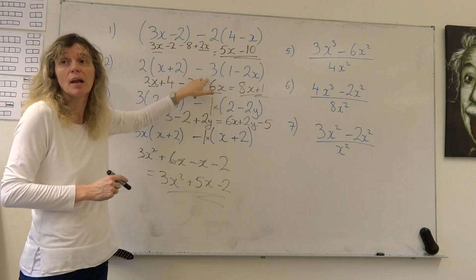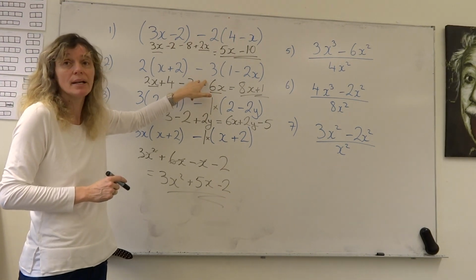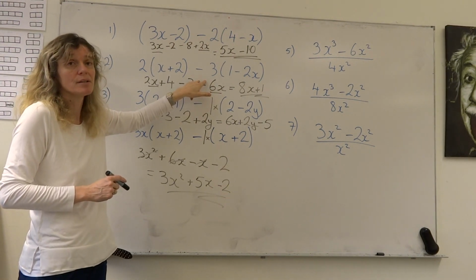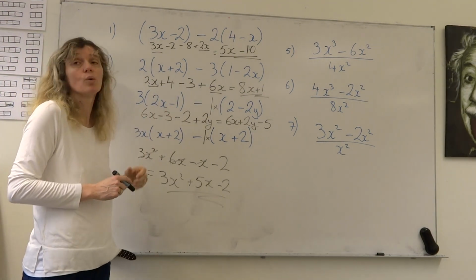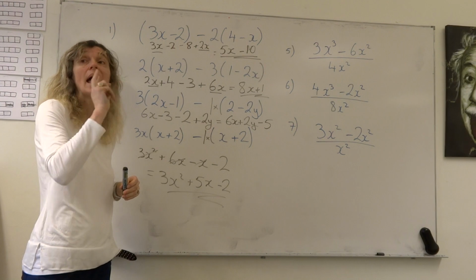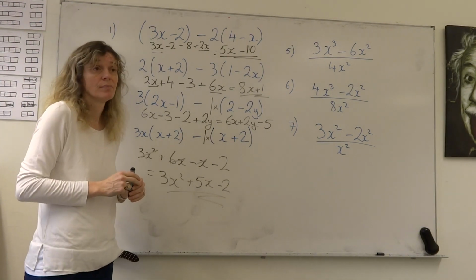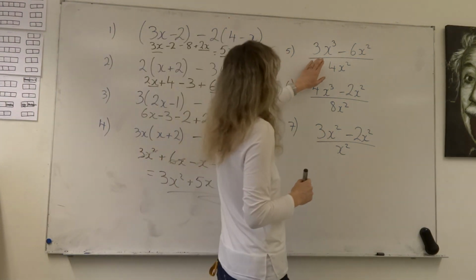Plus times a plus is a plus. Minus times a plus is a minus. And plus times a minus is a minus. So different signs, always minus. Same signs, always plus. In multiplication and for division, same rule. Okay, next one.